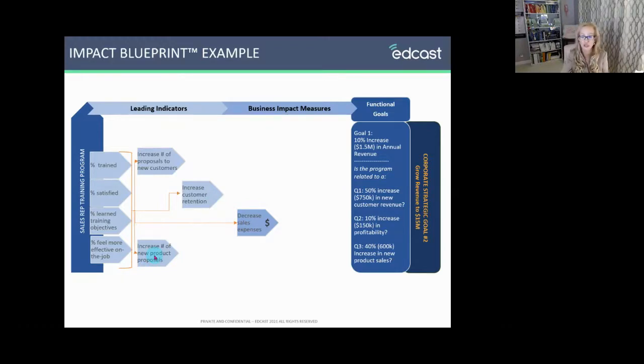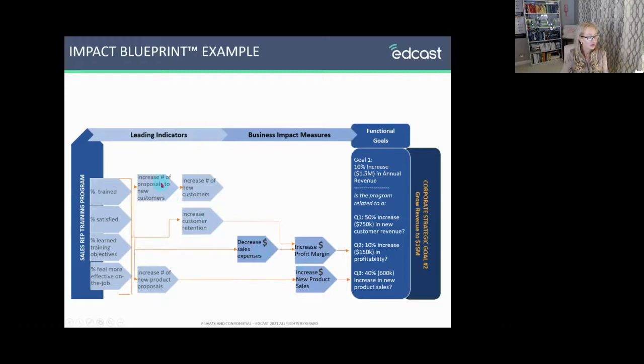All right, so we want to measure how they're impacting these four areas when they're back on the job. And then, as a result of increasing new product proposals to customers, or proposals to new customers, we expect to see an increase of new customers, right? This is all just logically following the impact of what's happening on the job. So if we have an increase of proposals to new customers, I expect to see an increase in new customers. Right? We're putting new proposals out there, therefore I'll have new customers.